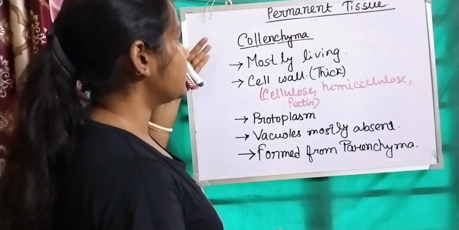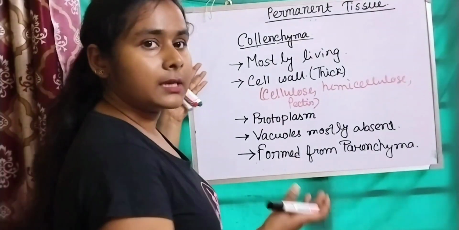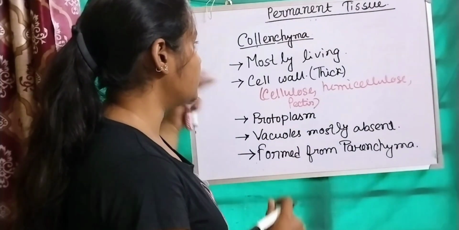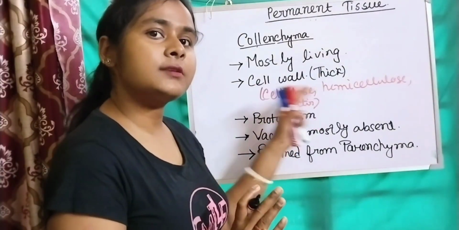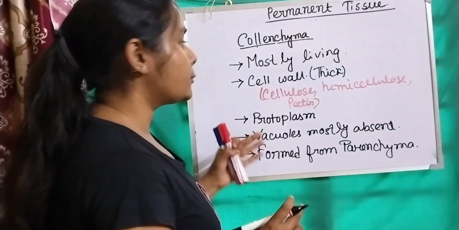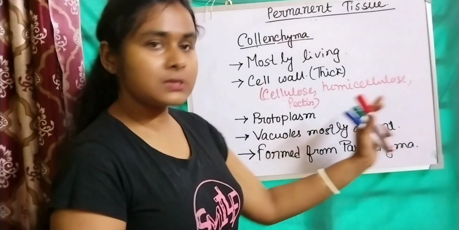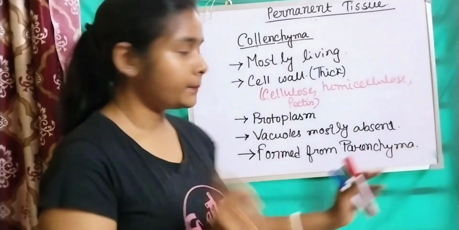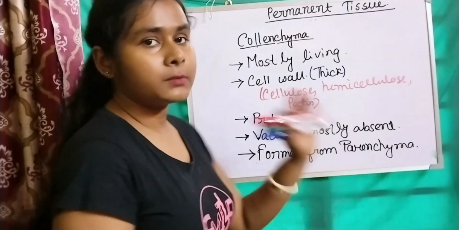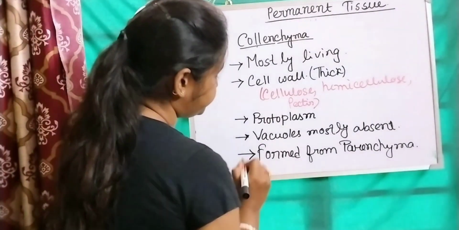Okay, so here are the characteristics. The collenchyma tissue cells are mostly living, but in some cases dead tissue is also found. Next, they contain a thick cell wall made up of cellulose, hemicellulose, and pectin. Next, protoplasm is present. Next, vacuoles are mostly absent, but if present, the size of the vacuoles is very small. Next, it is formed from the parenchyma tissue. Next, about the intercellular space.